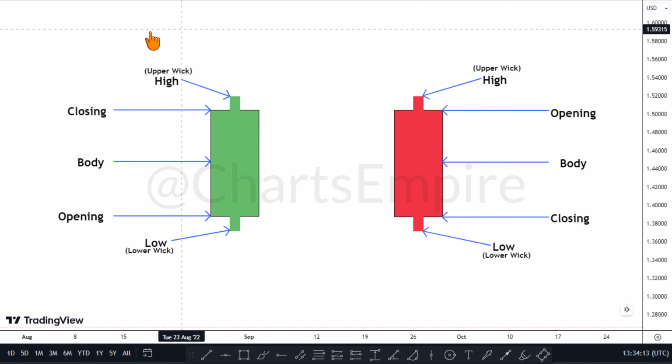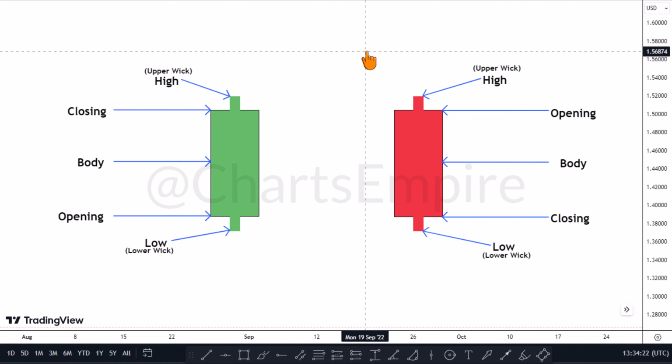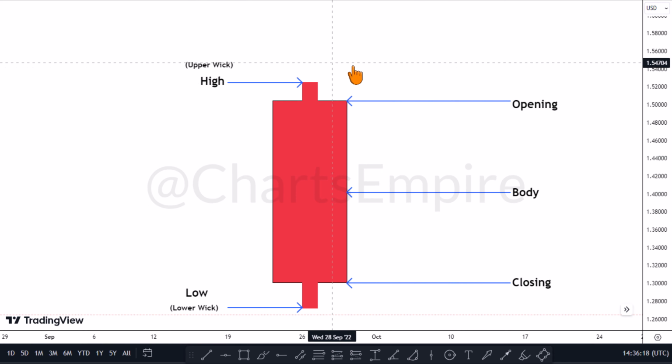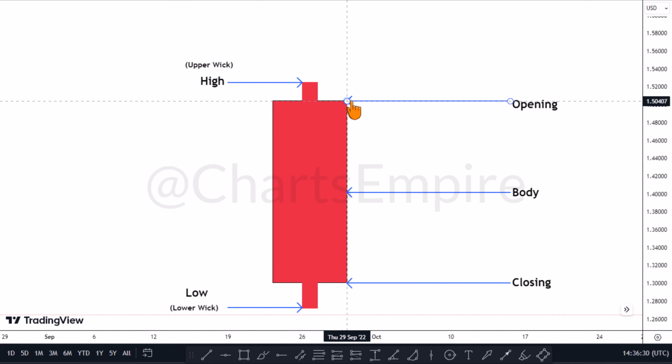Now that you know how the bullish candlestick is formed on the trading chart, it's time we proceed to the bearish candlestick. Anatomy of the bearish candlestick. Here is the anatomy of the bearish candlestick. This is the upper shadow or upper wick. Generally, it is called the high. This is the open, the body, the close, the lower shadow or lower wick. Generally, it is called the low. Because the close is lower than the open, this is why it is called a bearish candlestick.